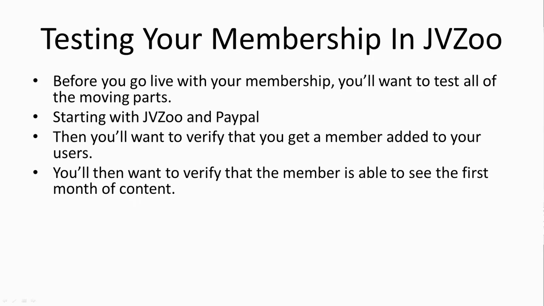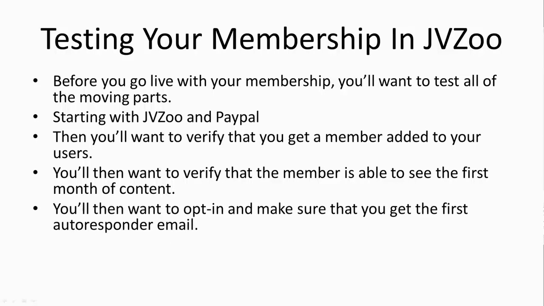You're also going to want to verify that the member is going to be able to see the first month of content. So when you actually go through the testing process, make sure you use an email address that you're going to be able to check and you're going to be able to look at as if you were your own customer. You'll then want to opt into your list and make sure you get the first autoresponder email, because that's going to be a good indication that you're going to get the other one in 30 days.